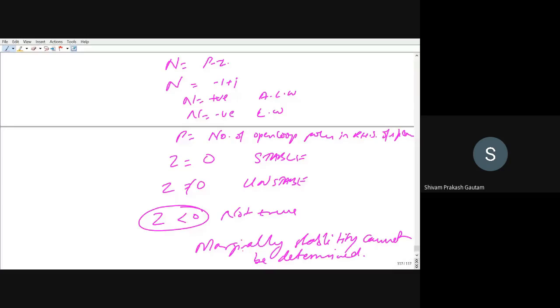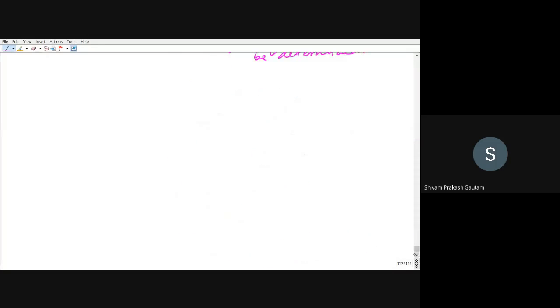Now for applying the Nyquist criteria, you must first be able to draw the Nyquist plot. For drawing the Nyquist plot, you must have the knowledge of the polar plot. So all the things are connected, right? You have to understand the polar plot, then the Nyquist plot, then you can apply the Nyquist stability criteria. All these things we have already seen. The example I have already provided in the notes.